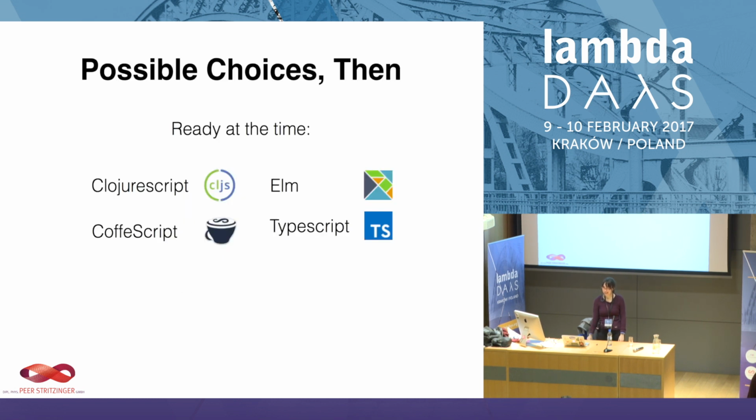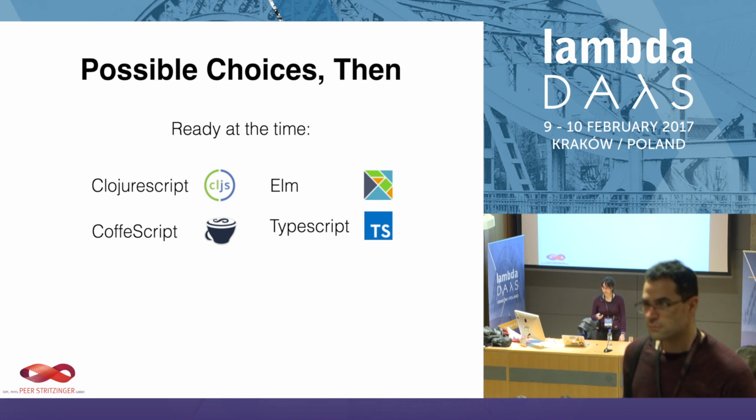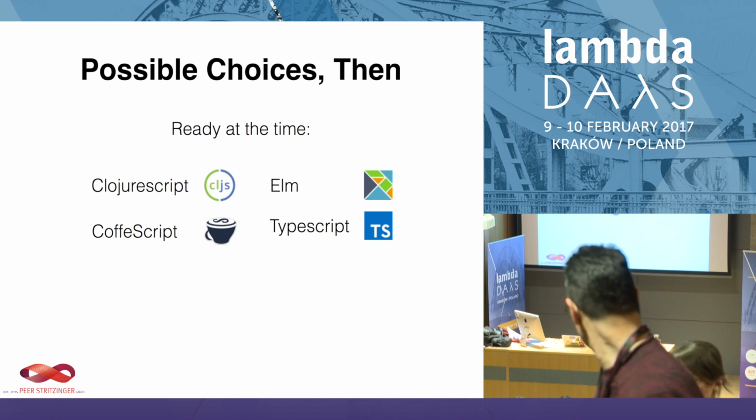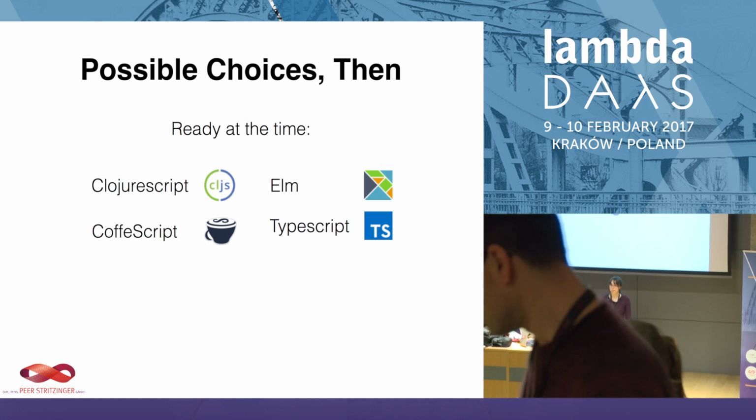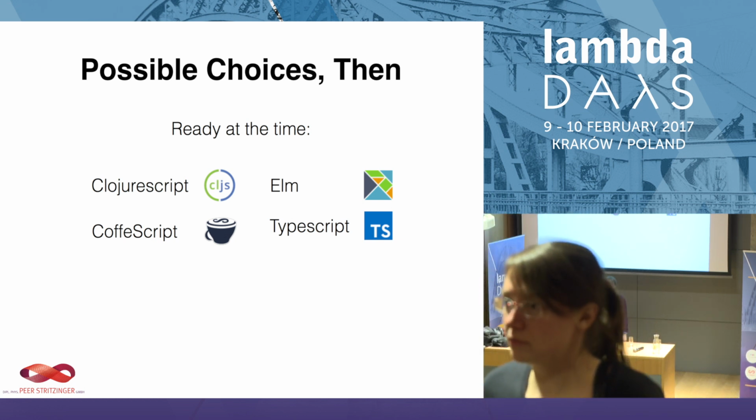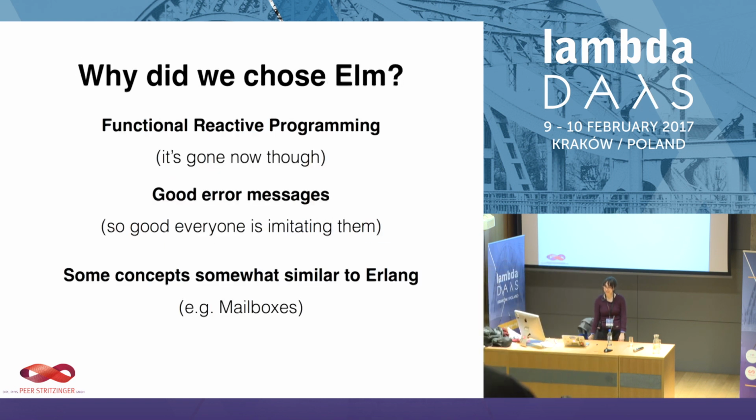So we didn't. And back then, we had a few choices for a language that compiles to JavaScript that actually is usable. So we had ClojureScript and CoffeeScript and Elm and TypeScript. And I think you know which one we chose out of those. We chose Elm. But why did we choose Elm? Well, the main reason was functional reactive programming, the paradigm around which it used to be based. And we were into it, and we basically chose it for that reason.